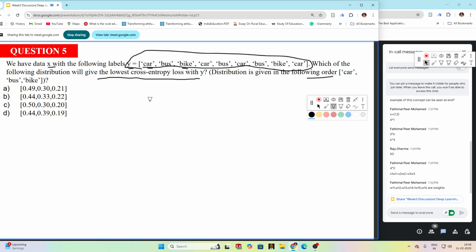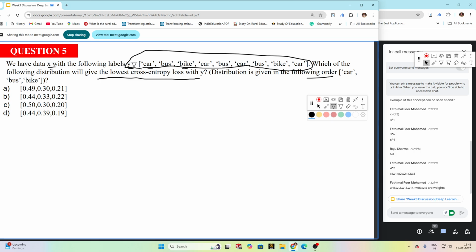Now we have to calculate the predicted output, and our cross entropy loss is minimum when our predicted output is equal to the true output. Okay, so how can we perform this?